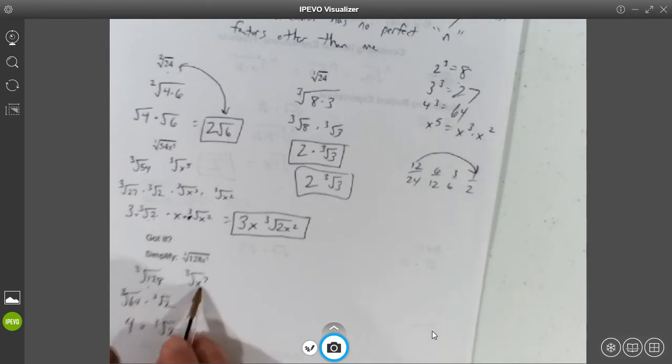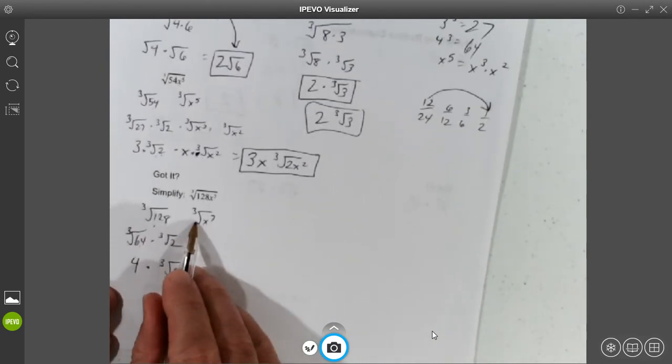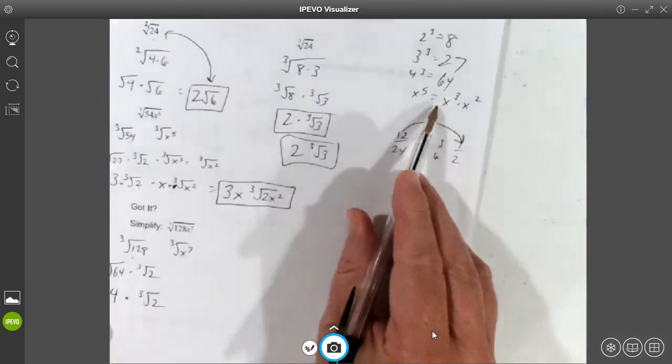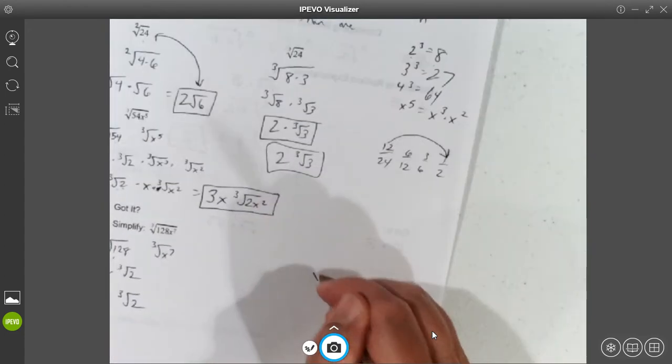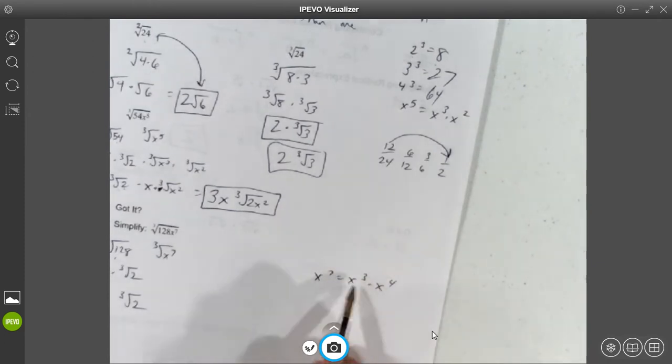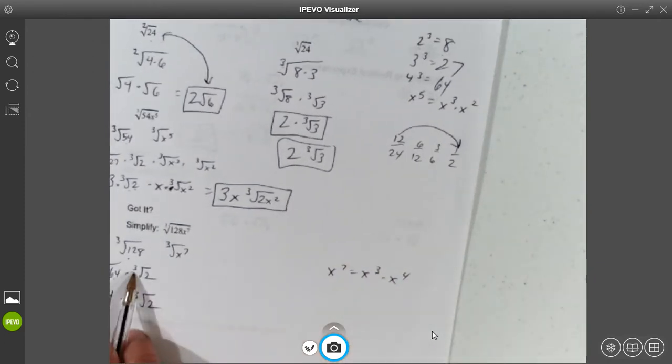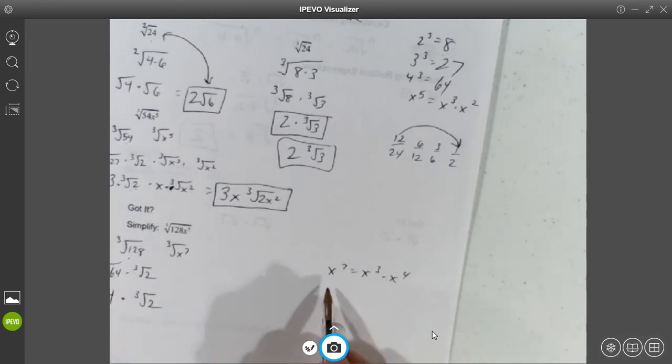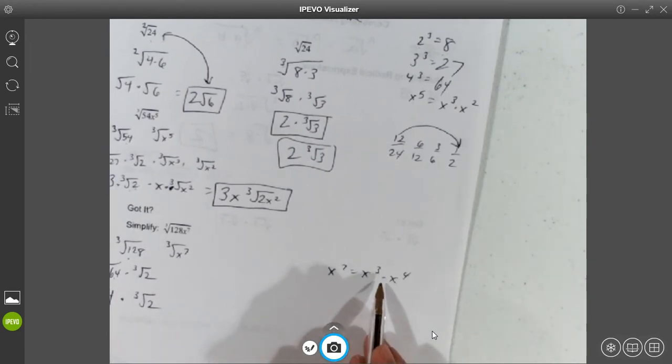Okay, now similar thing here. The cube root of x to the 7th. Now again, just like I did here, I could write x to the 7th as x cubed times x to the 4th. Now, why am I doing x cubed? Because we're talking about a cube root, and I know the cube root of x cubed is just x. But is that the biggest perfect cube?